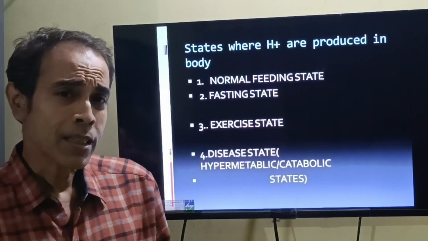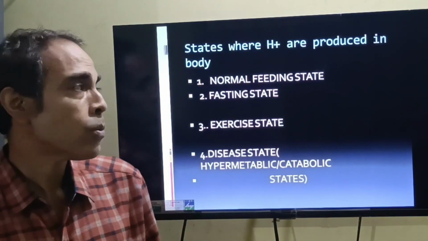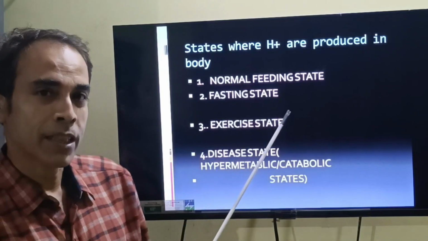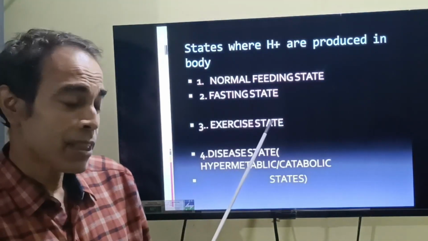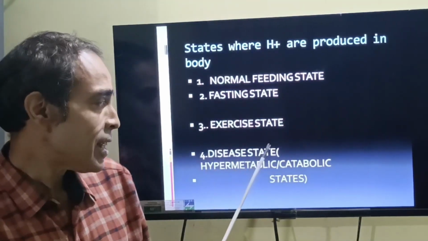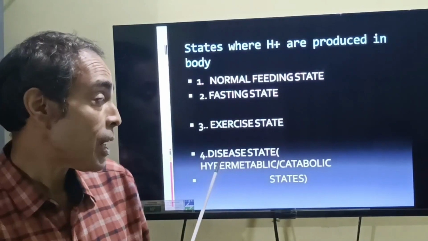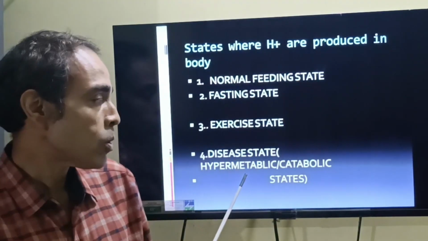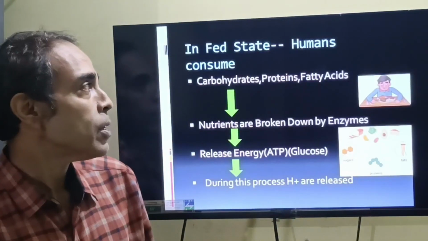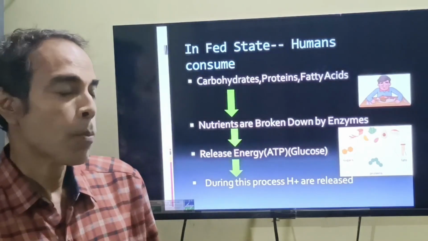Now I will discuss how these acids are formed with regard to four stages. One is the normal feeding stage, second is the fasting state, third is the exercise state, and fourth is what happens when the body undergoes some sort of disease process. This is called a hypermetabolic or catabolic state. So let us first look at the normal feeding state.